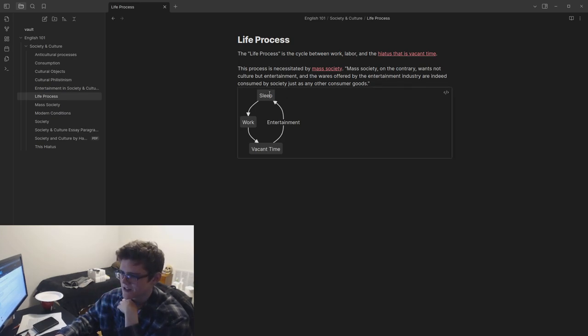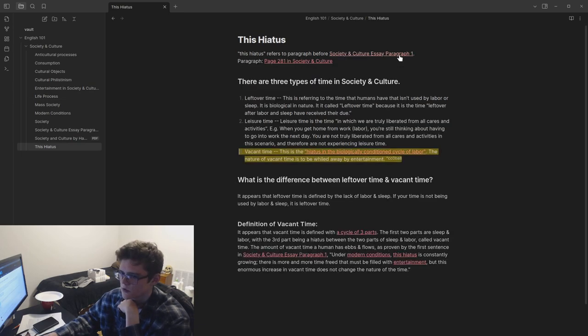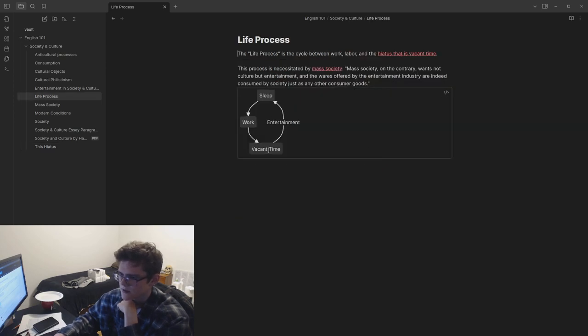And this life process shows the cycle. So sleep, work, and vacant time. And then this vacant time is filled with entertainment that goes to sleep, right? So cool, so we go back, vacant time. And so when it talks about this hiatus, it's referring to the hiatus between vacant time and sleep. That is, it's referring to the time that isn't sleep or work, right? That's what vacant time is, and that's what the hiatus is.